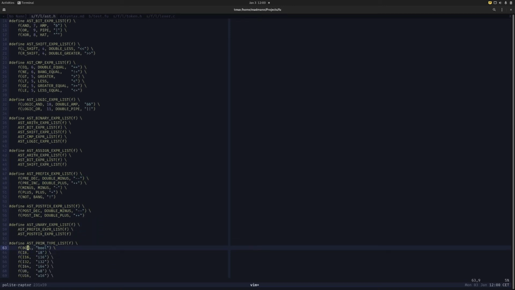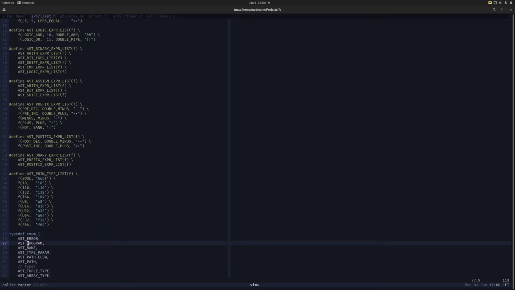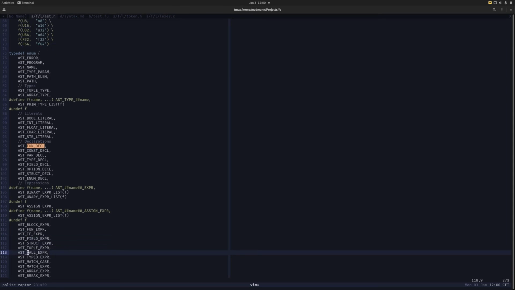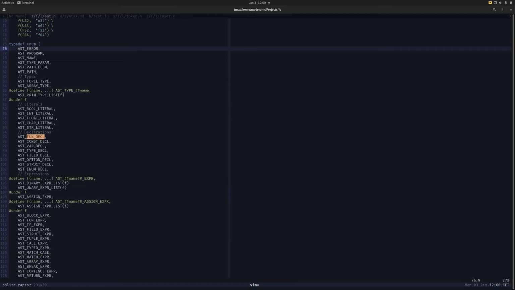And then there's also a list of primitive types. And finally, we have the list of AST node tags. So the types of AST nodes that we may have. There's an error if you have a parse error. There's the entire program. There's a name, which I'm using when you declare structure fields. There could be several names followed by a colon, if you remember. So I have the name just for this. I have a type parameter. I have path elements, a path, a tuple type, array types. I have literals here. I have function declarations, constant declarations, and so on.